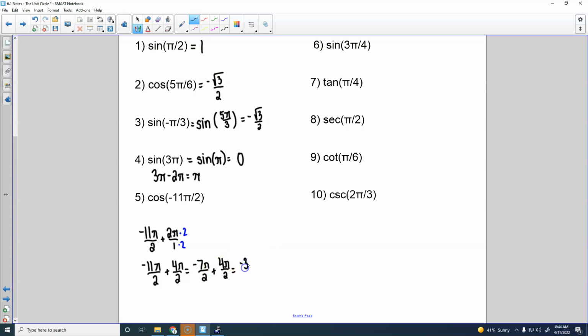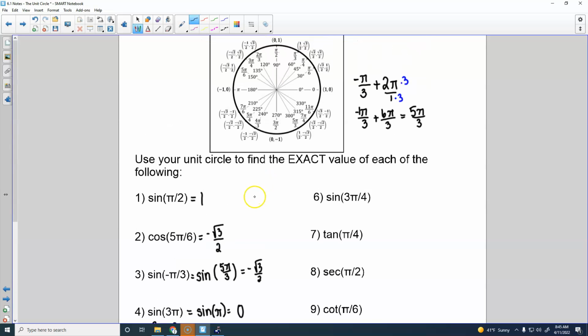That's going to give you negative 3 pi over 2. Again, still not on the unit circle. So you could add the 4 pi over 2 again, which gives you pi over 2. All right, so this cosine of negative 11 pi over 2 is the same as cosine of pi over 2. And if I go up here to the unit circle and look at pi over 2, Blaine, what would cosine of pi over 2 be? It is 0. Very good.